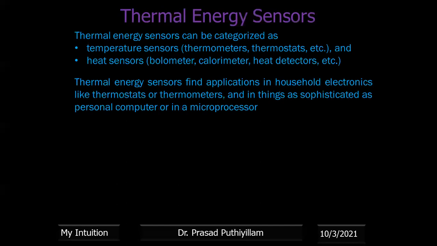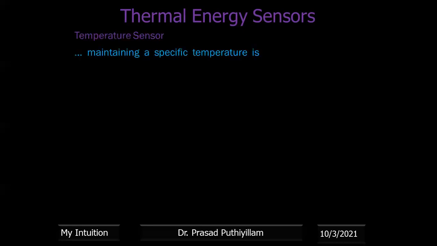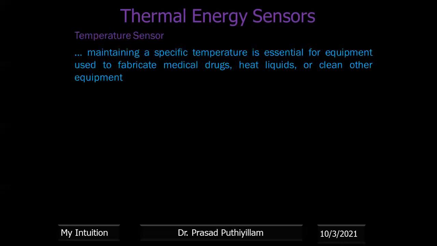Thermal energy sensors find application in household electronics, like thermostats and thermometers, and things as sophisticated as a computer as well as a microprocessor. Now the temperature sensor maintains a specific temperature. It is essential for fabricating, that means in industries related to medical drugs, heated liquids or cleaning equipment, where we need to maintain a particular temperature. If the temperature rises above that, it will destroy the system, and disrupt the industrial production or manufacturing.